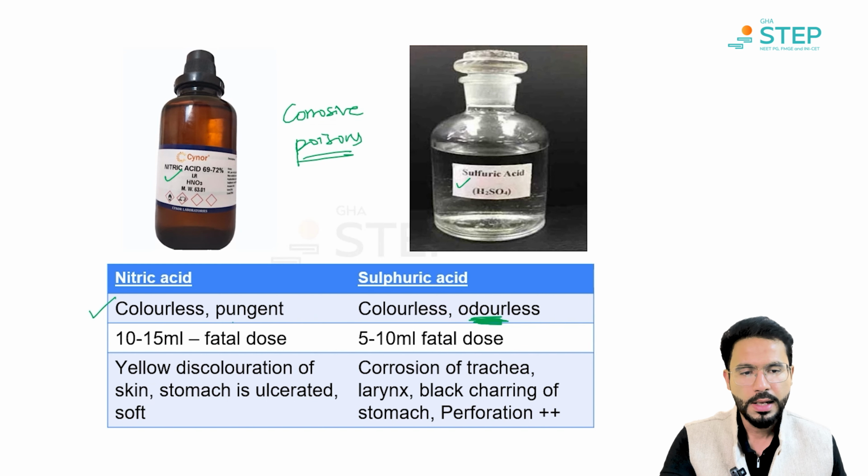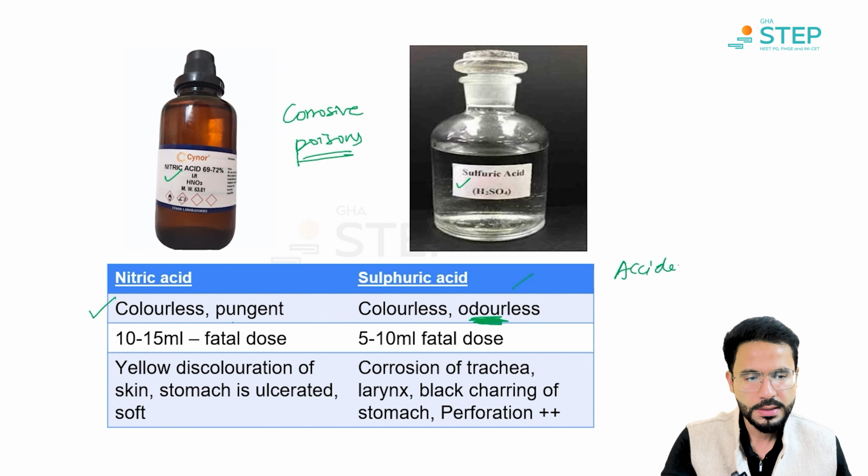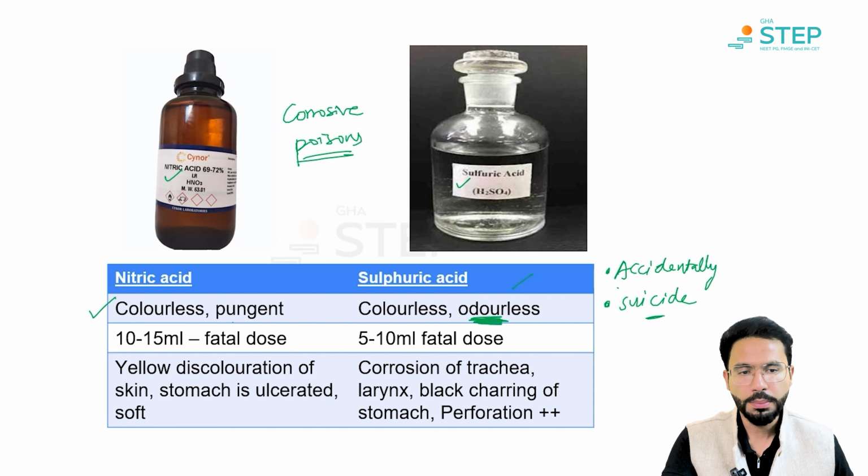So it is easier to take this accidentally and also for suicide, because a person who wants to drink this poison finds it easier to ingest, and accidentally also because it is odorless, whereas the pungent smell will give away nitric acid. The fatal dose is less in sulfuric acid, whereas it is more in nitric acid.